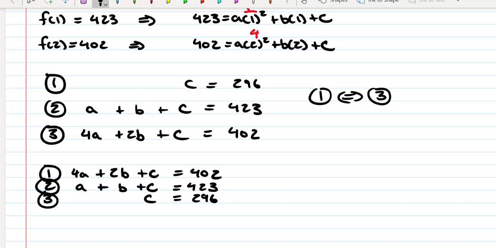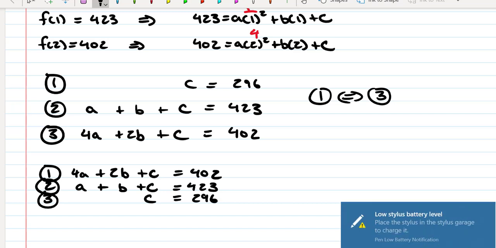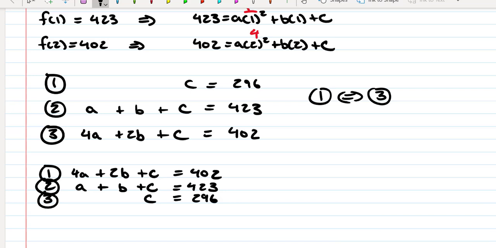So now, to get this in triangular form, what am I going to need to eliminate? Well, I need to get rid of the a in equation 2. So what am I going to need to do in order to do that? Well, I'm going to need to multiply equation 2 by -4.